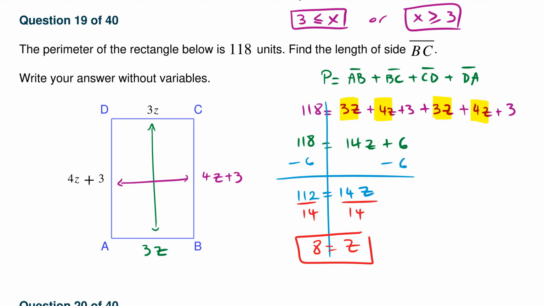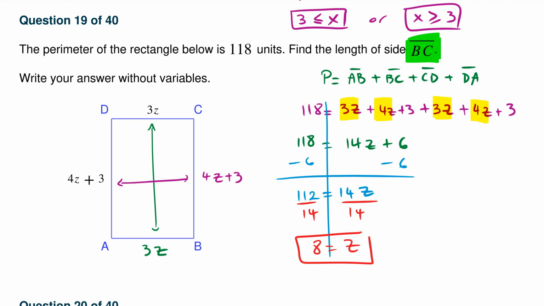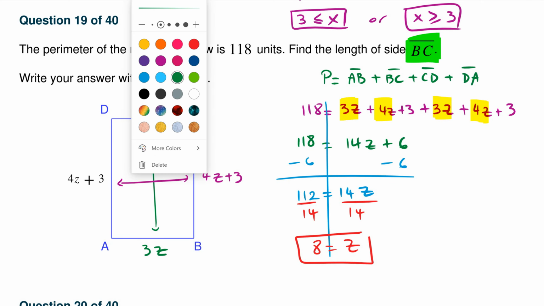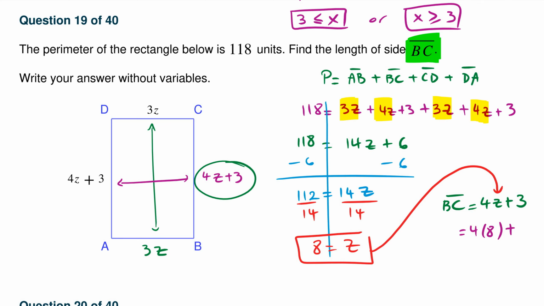But that's not the final answer. We just found the solution for z. They asked you to find the side length of BC. They didn't ask you for z, they asked you for the side length of BC. As we see, BC is 4z plus 3. You have to plug in z as 8 into the equation. So that will give us 4 times 8 plus 3. 4 times 8 is 32, plus 3 will give you 35. So BC is equal to 35.